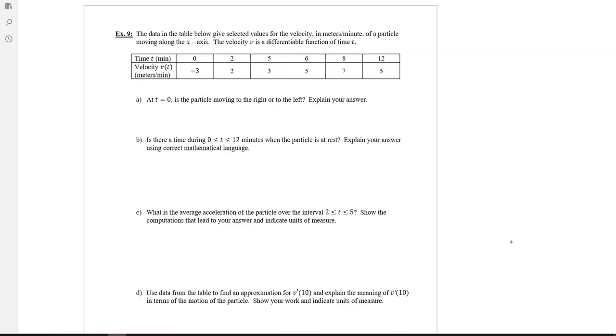Okay. At time t equals 0, is the particle moving to the left or to the right? Sorry, I read it backwards. To the right or to the left? Well, what do you say? Look at the table there. What would you say? Is the particle moving to the right or to the left?